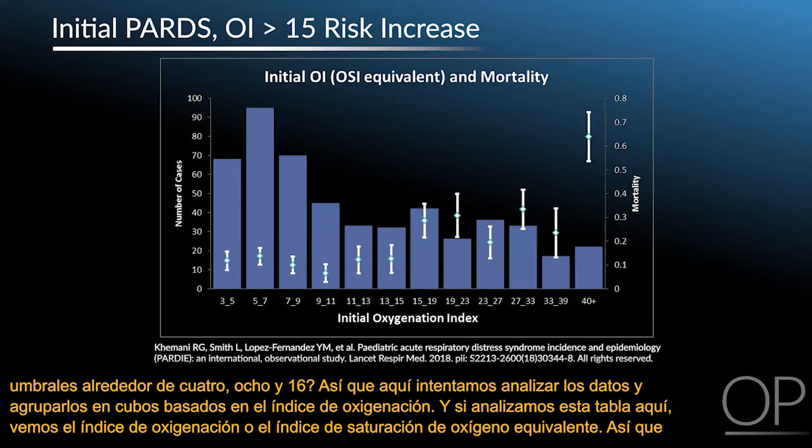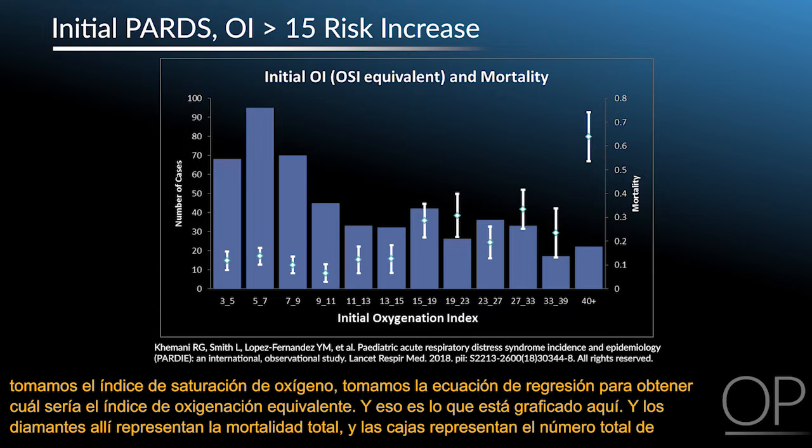So here we tried to look at the data and group them into buckets based on oxygenation index. And if we look at this table here, we see either oxygenation index or the equivalent oxygen saturation index. So we took the oxygen saturation index, took the regression equation to derive what the equivalent oxygenation index would be, and that's what's graphed here.